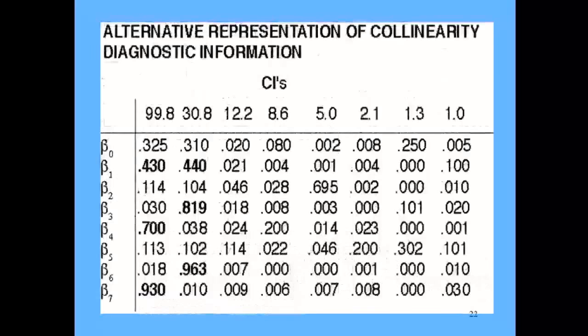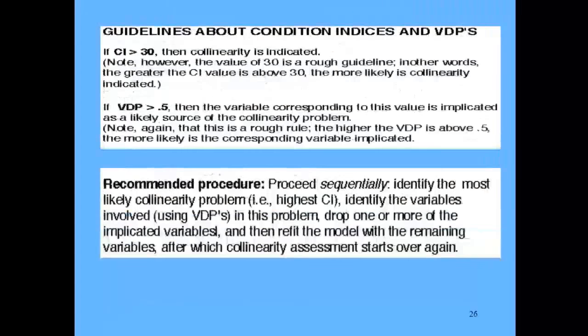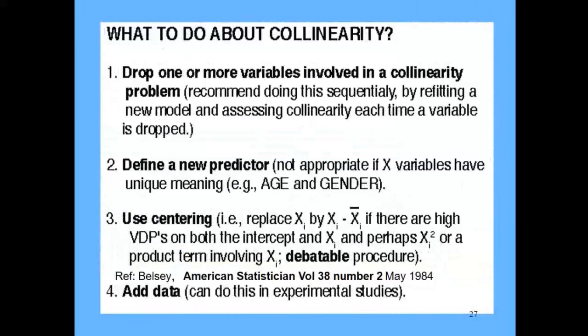Okay, now I'm going on a little bit, and I'm skipping a few things here, but I want to talk about what you do about collinearity. A list of things. What are your options? Well, number one on this list is what I did with that original data set. I dropped one of the variables. Drop one or more variables involved in a collinearity problem. Recommend doing this sequentially by refitting a new model and assessing collinearity each time a variable is dropped. That's usually the first thing you consider, if you can do that.